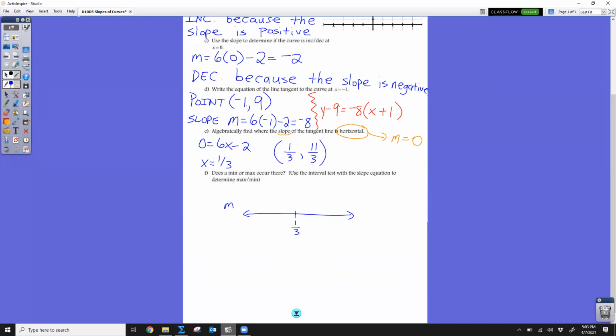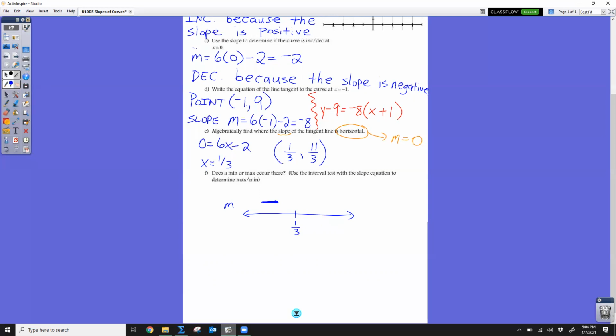What we're trying to determine is what's happening to the left of 1/3. Is it a positive answer or a negative answer? What's happening to the right of 1/3? Is our slope positive or is it negative? So what we do is just plug numbers in. Like 0, plug it back into our slope generator and see if we get a positive or negative number. Well, we did that on part C up here, and we got -2. So we know that all our answers are going to be negative on that interval.